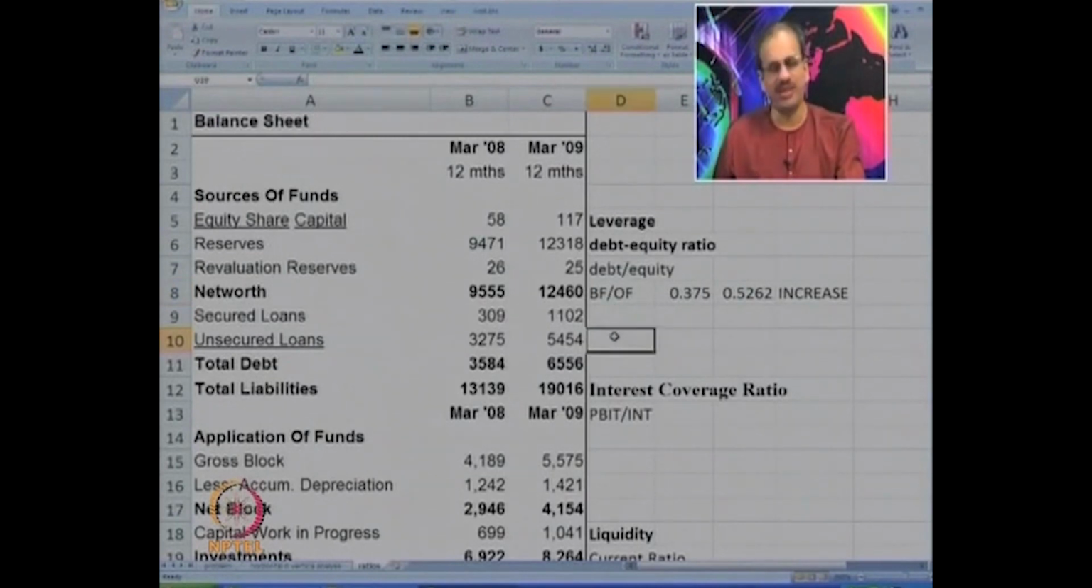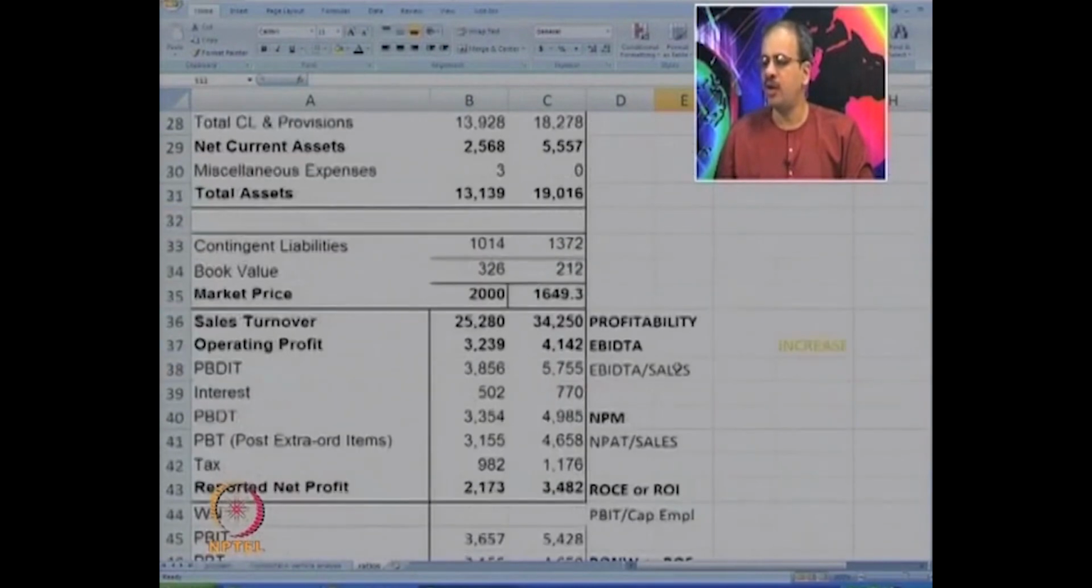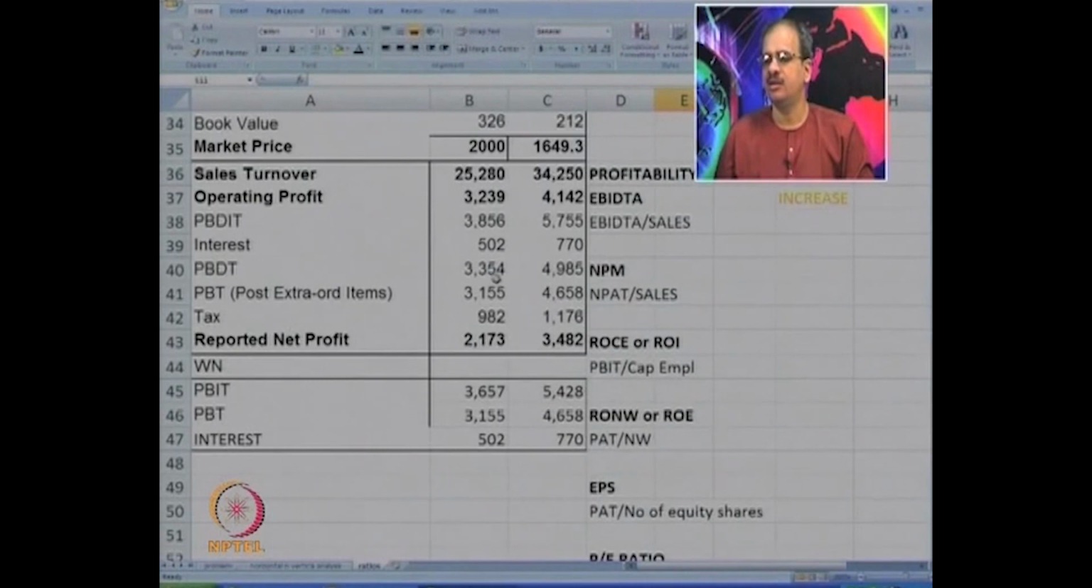So, we will just calculate one ratio on that, and let us go to coverage ratios. We have an interest coverage ratio in that category. You know the formula, it is PBIT upon interest. We have to go down and look at the P&L data. We know the profit before interest and tax. It has not been given straight away, but we have been given PBT and interest. So, using these two we can calculate PBIT, are you getting me? PBT is 3511, interest is 502, so the total is 3657.